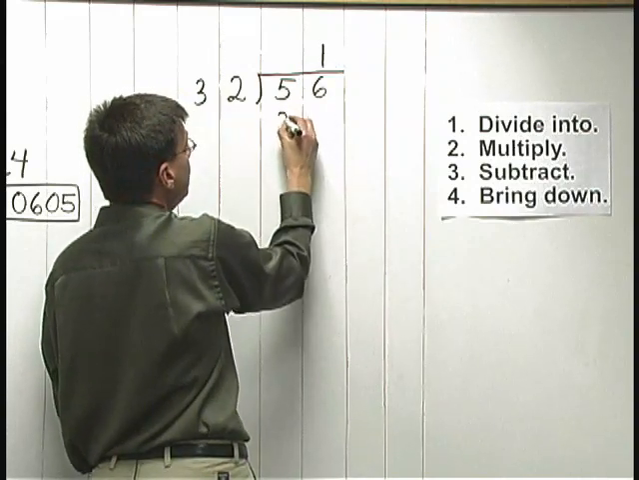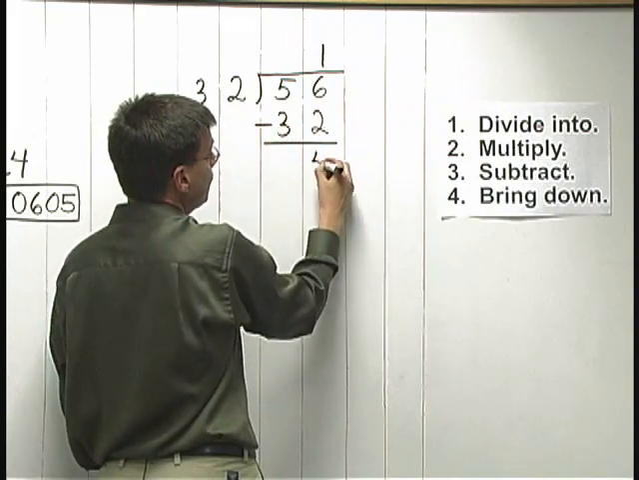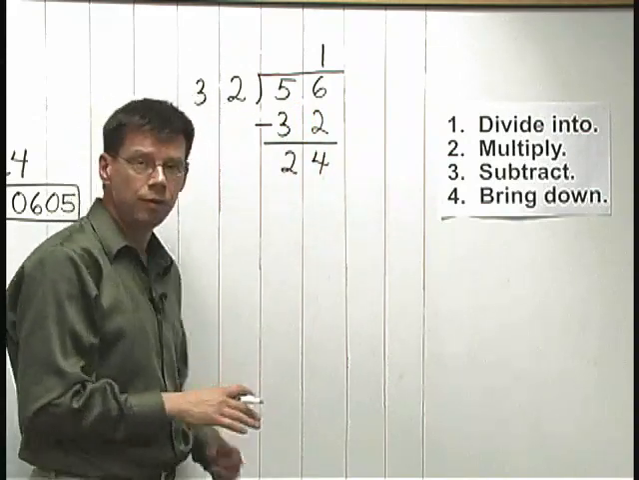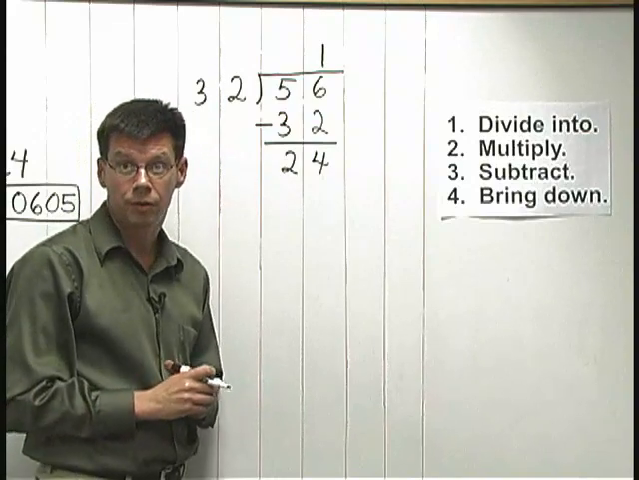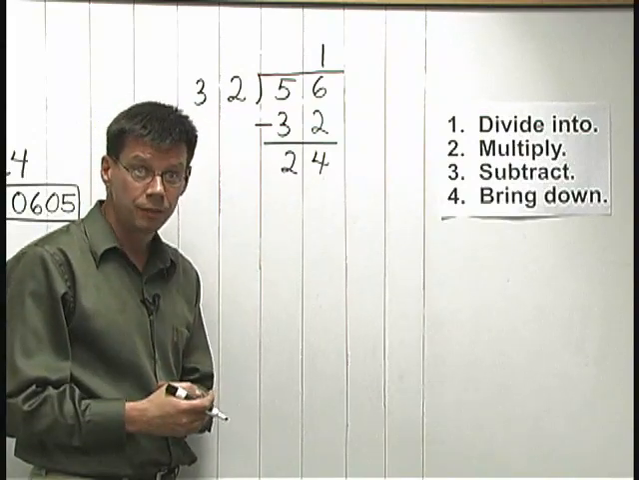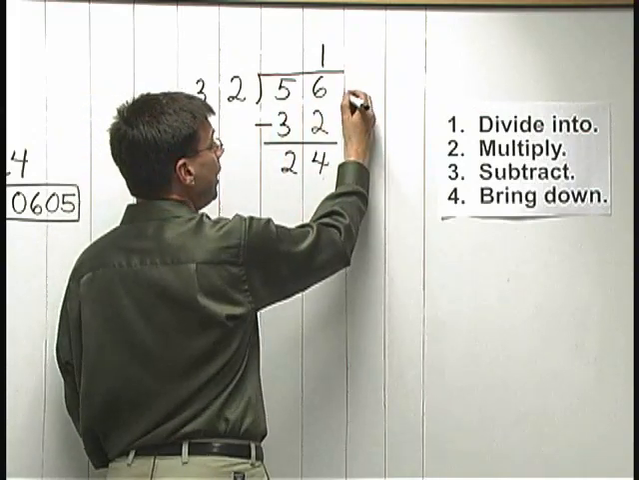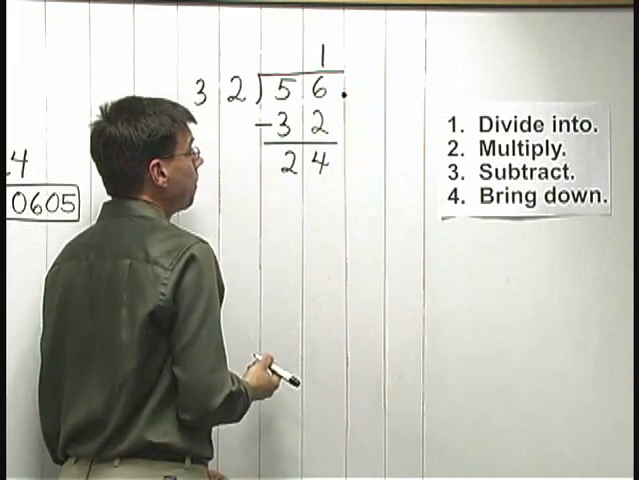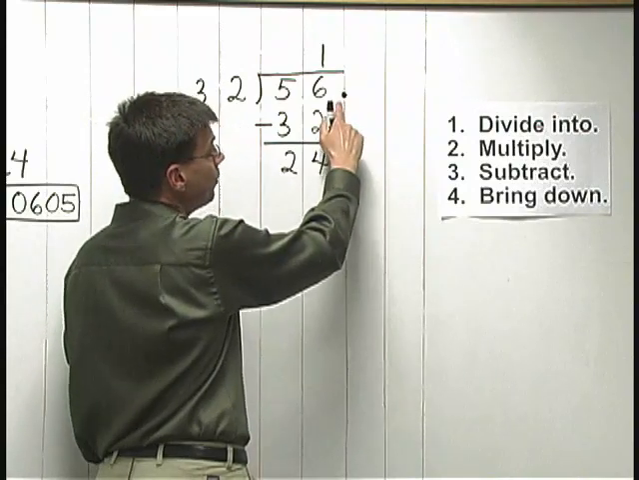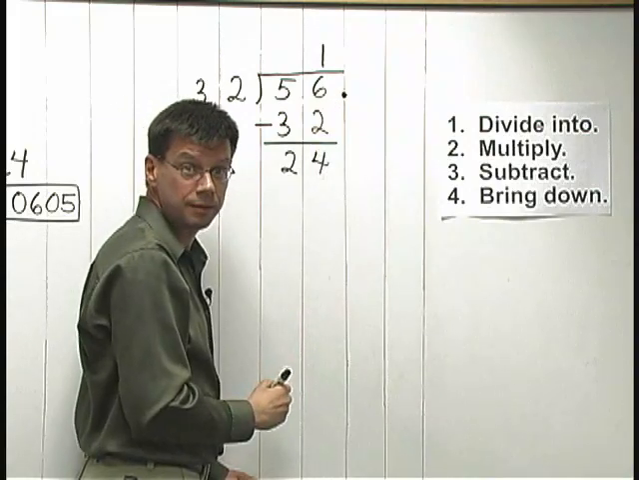1 times 32 is 32. And I subtract. 6 minus 2 is 4. 5 minus 3 is 2. Now, if we only knew about whole numbers, if we knew nothing about decimals, we would use 24 as our remainder. But because we're now working with decimals, here's what I can do. I can rewrite my whole number 56 as 56 point. 56 point is the same as the whole number 56. A whole number always has a decimal point understood to be just to the right of the ones place.